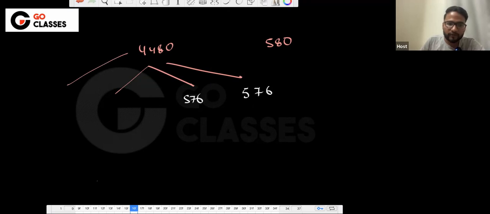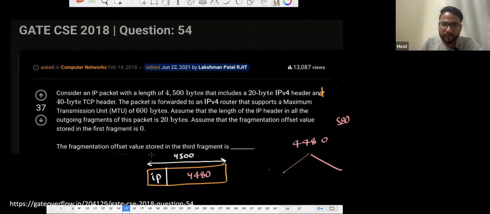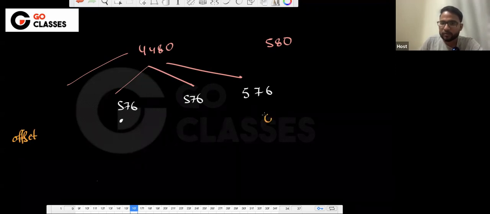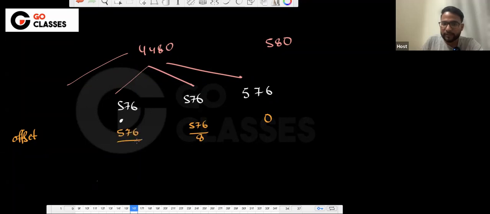And then how many 576s will there be? What they are asking is just the fragment offset value in the third fragment. So this is the first fragment, second fragment, third fragment. So how much offset value is there? Offset here is 0. Here it will be 576 divided by 8, which is 72. Here it will be 576 times 2 divided by 8, which is 144. So these are the fragment offset values for this packet.